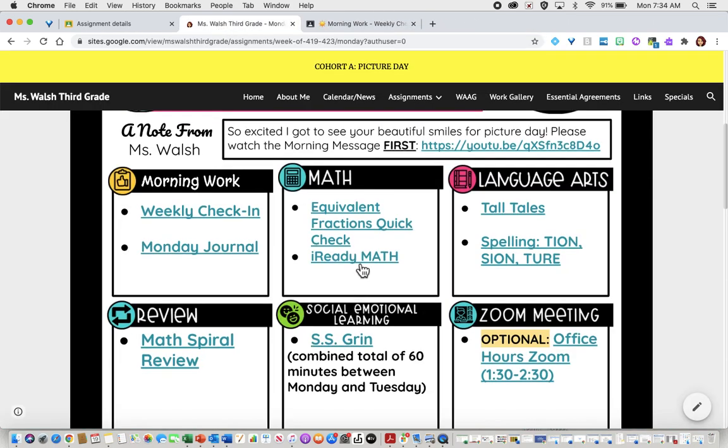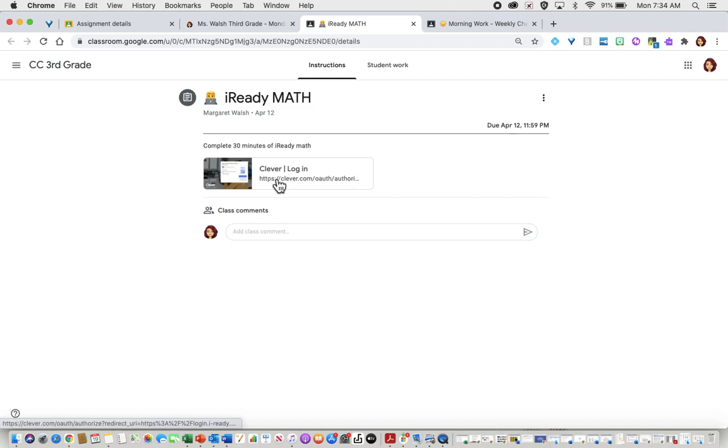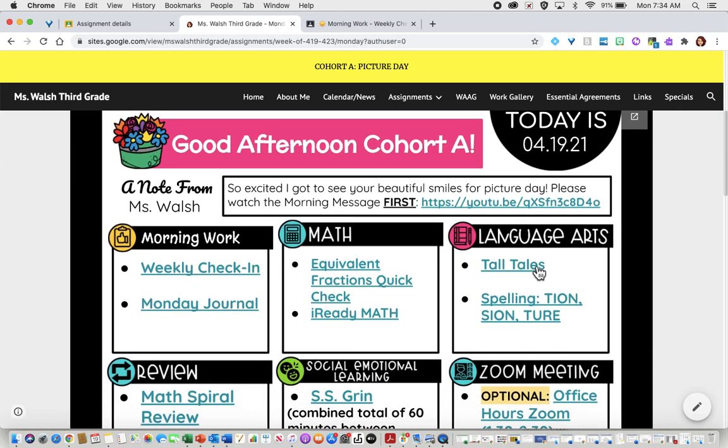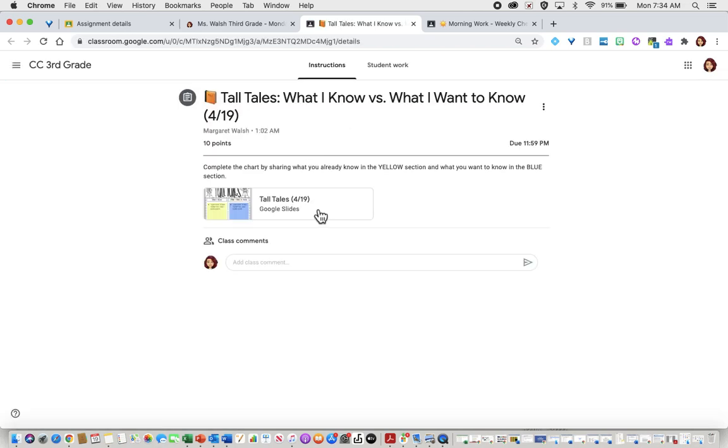Then after completing that, you have 30 minutes of iReady Math. For your math work for today, you're just going to click on the Clever login and it will take you straight to iReady. Now, for language arts this week, we are going to be focusing on tall tales.